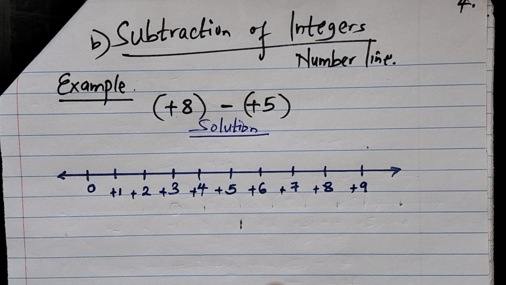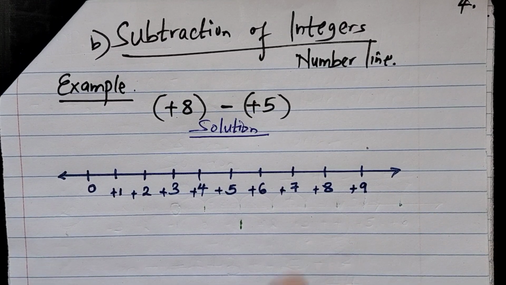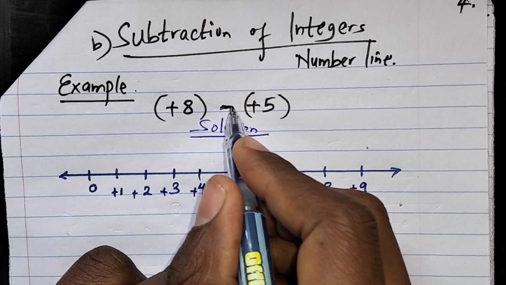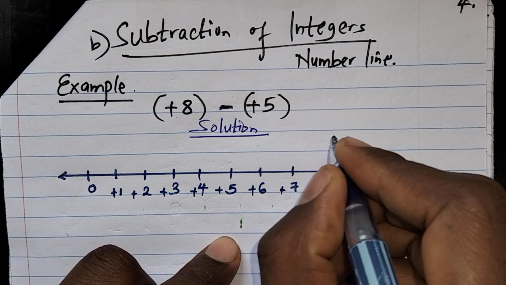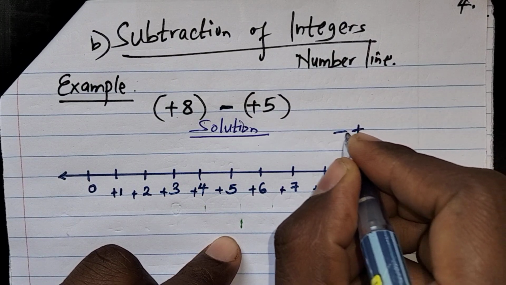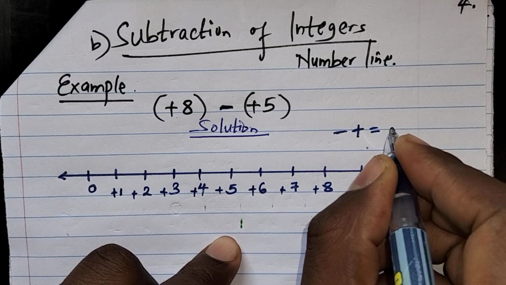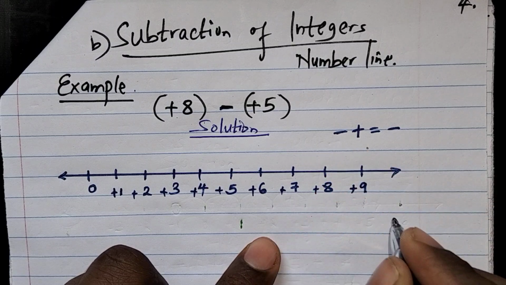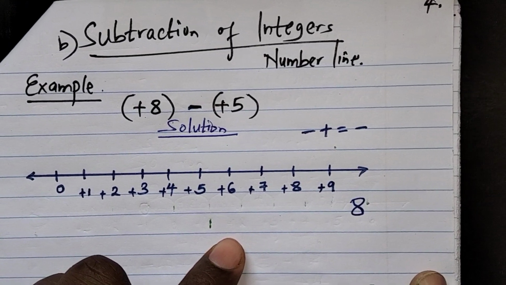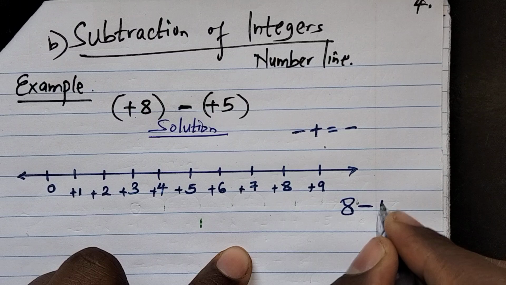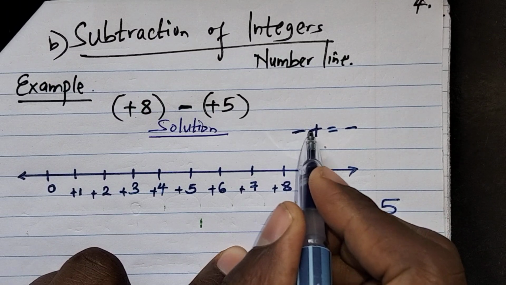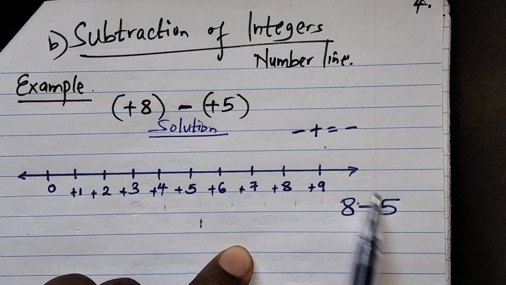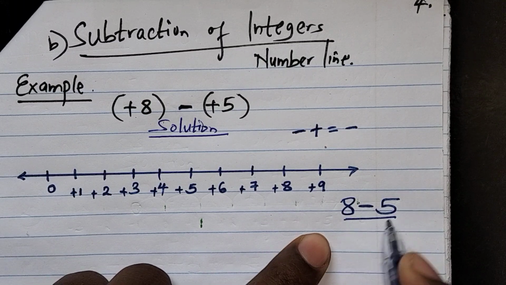Before we go there, I would want to explain something about this negative and this positive. When a negative and a positive follow each other, then it becomes a negative. So this is as well as saying 8, which is a positive integer, minus 5. When a positive and a negative follow each other, whichever comes first, this one is going to be a negative. So we are having 8 minus 5.